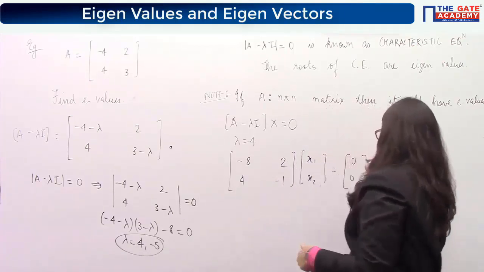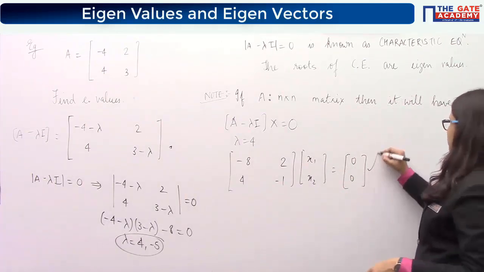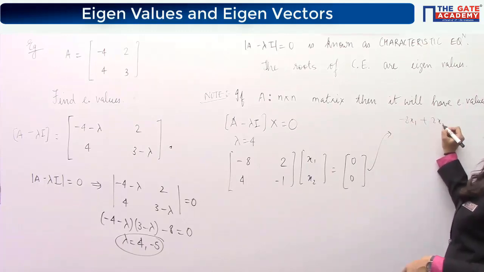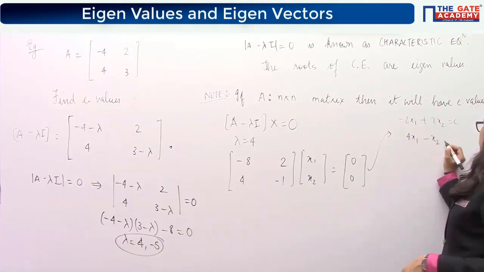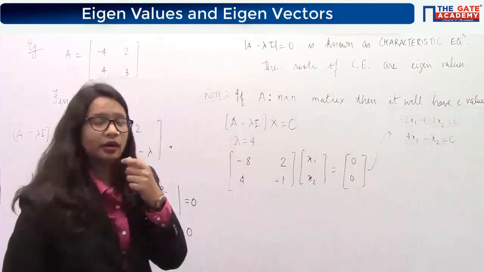Okay, and this can be written down like this: -8x1 + 2x2 = 0 and 4x1 - x2 = 0. Okay, this we can write it down like this.